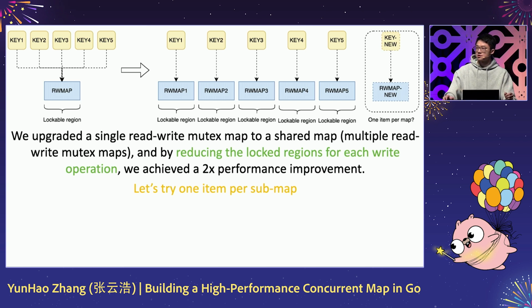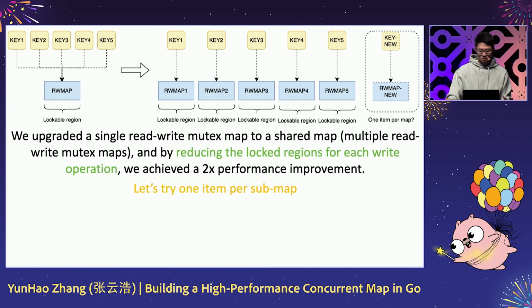So let's imagine a scenario where each submap only contains one item, so it will have at most one write operation for most cases. When a new item is inserted, we will create a new submap, ensuring that write operations do not block each other as much as possible.